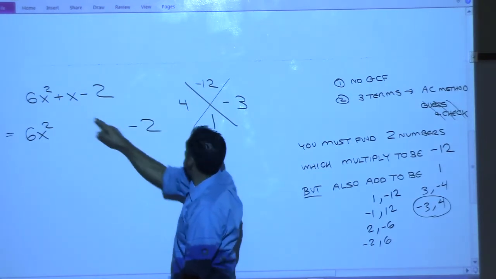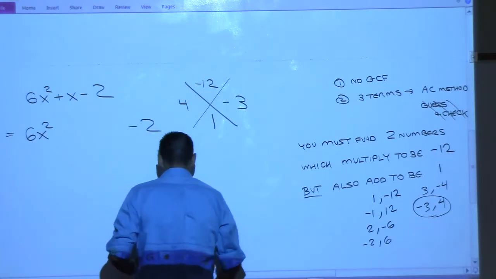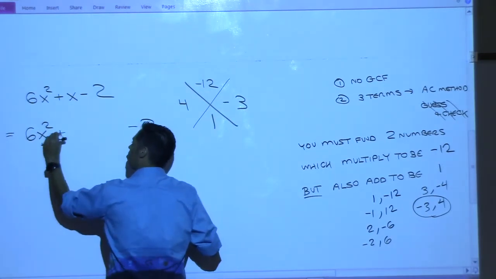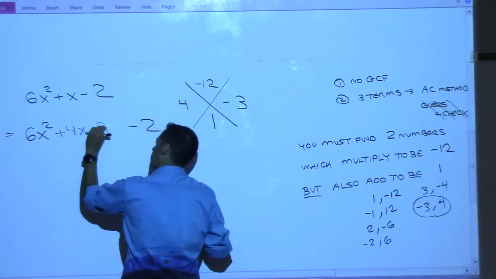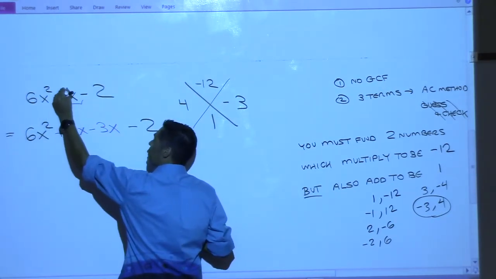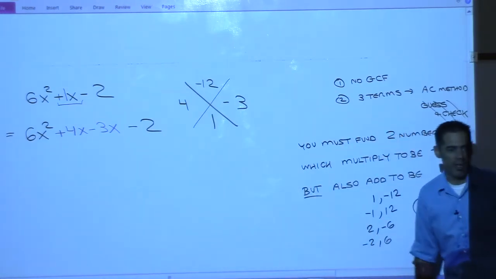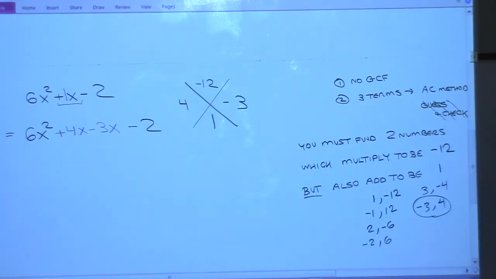Plus 4x minus 3x. There you go. So plus 4x and minus 3x. I'll even put it in a different color so everyone understands. Plus 4x minus 3x. That's the only thing that's changed, and that's basically replacing that 1x. That 1x is being replaced with 4x minus 3x. And now we group, right?